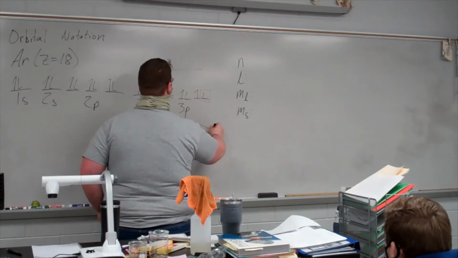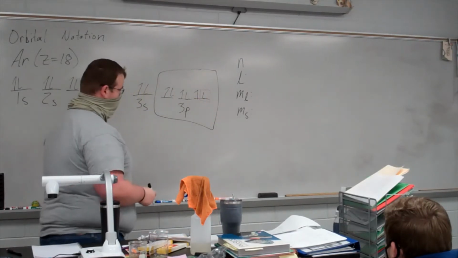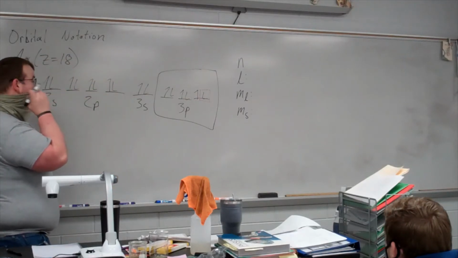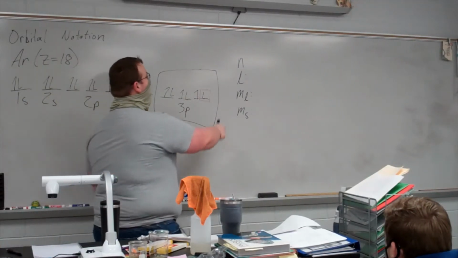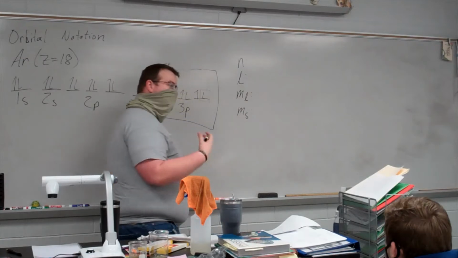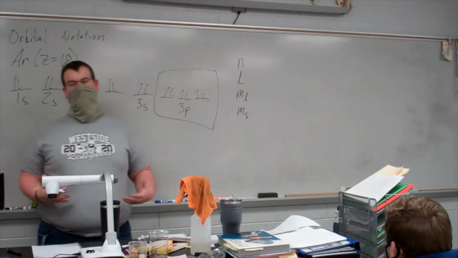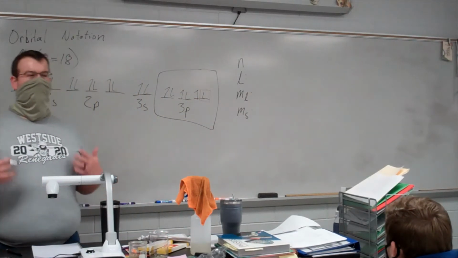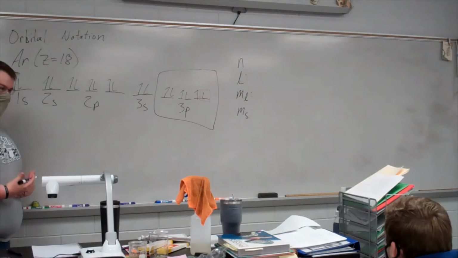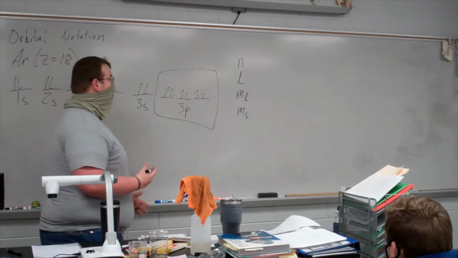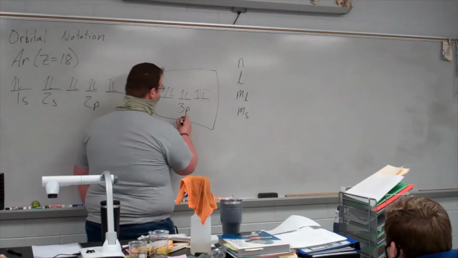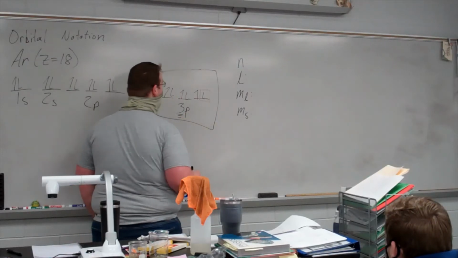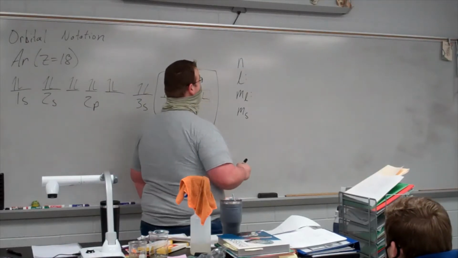So I'm going to make a little window here. And in this, I'm going to start with N, my principal quantum number. The principal quantum number, I told you before, is all based off of and referring to your energy level. In this case, your energy level is right here. 3. So N is 3.